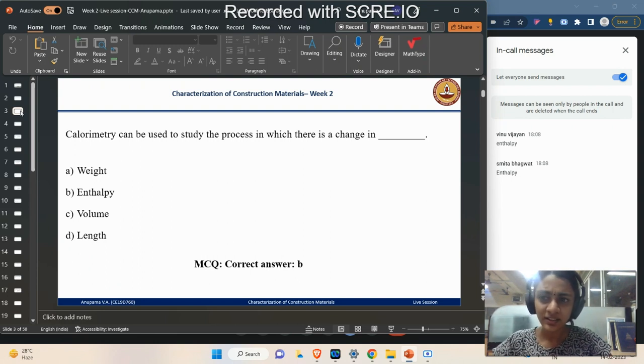Not a part of this question, but what can be used to study the process if there is a change in weight, mass gain or mass loss? If anybody knows, it'll be nice if they can put it in the chat box. Based on the mass gain or mass loss, a sample can be analyzed or a reaction can be analyzed.